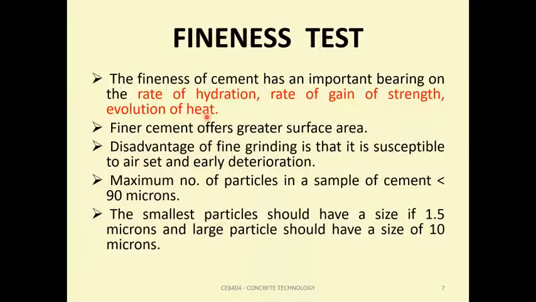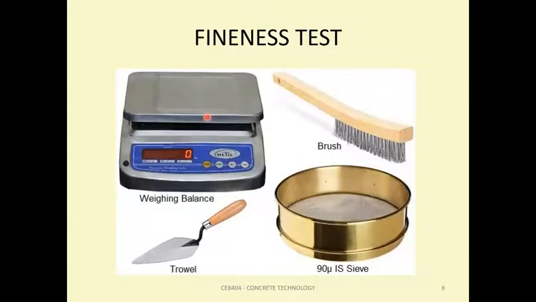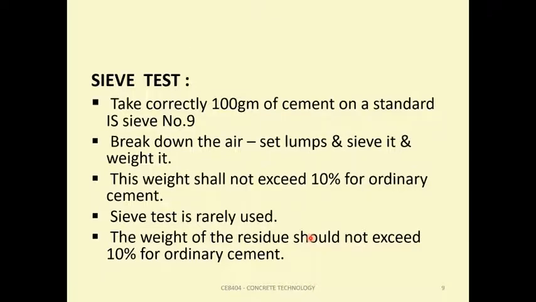It has an importance on the rate of hydration, the rate of gain of strength, and the evolution of heat. The disadvantage of fine grinding is susceptibility to acid and early deterioration. Fineness is nothing but the maximum number of particles in the cement sample which are less than 90 micron. These are the apparatus used for the fineness test of cement: weight balance, brush, trowel, and 90 micron IS sieves.